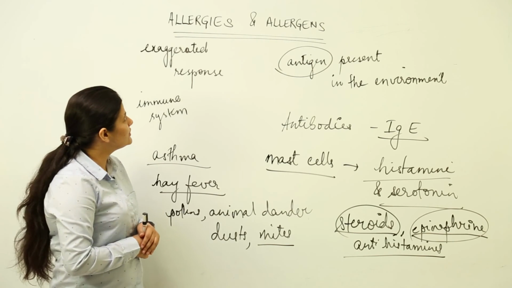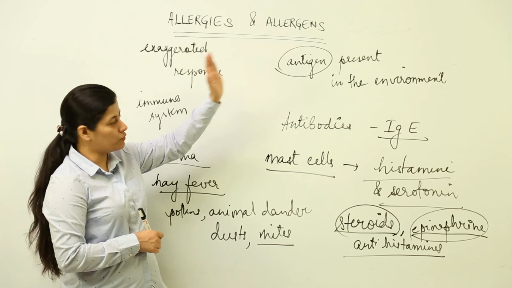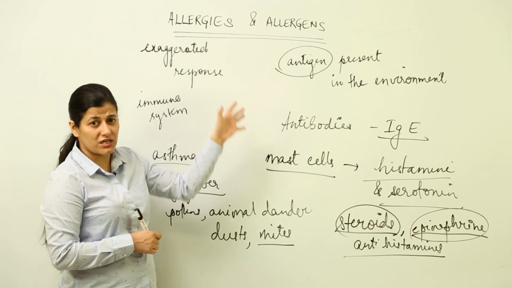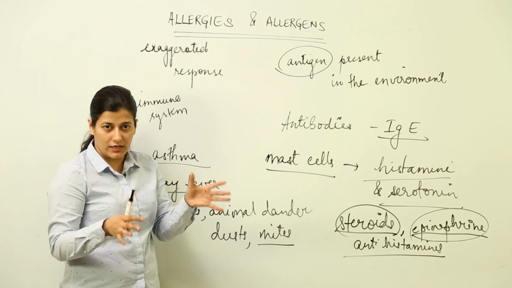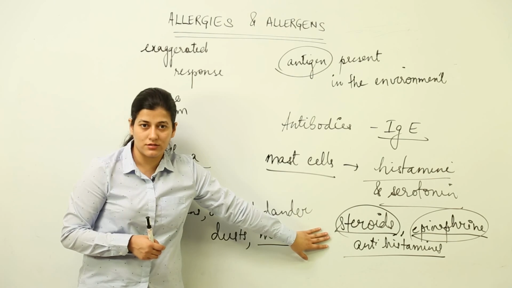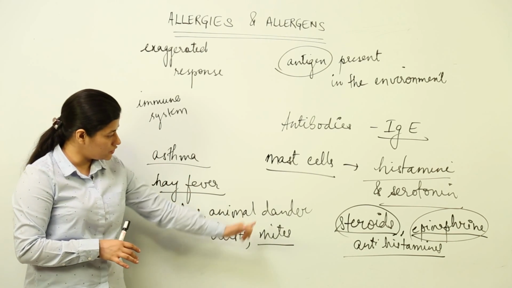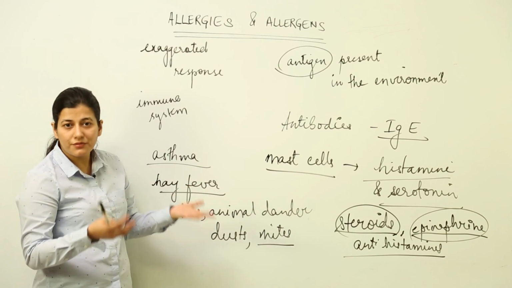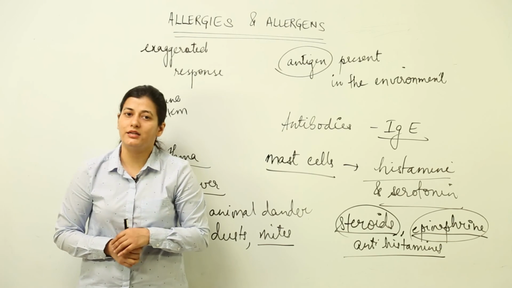So this is all about allergies and allergens that you have to keep in mind. What is allergy? What are allergens? How the allergy takes place? What are the symptoms of allergy? And what if the allergy happens? What are we supposed to do? We are supposed to take these supplements so that the allergy symptoms are controlled. What are the various allergens? We have written over here. What are the various types of allergy? That also you know. So this is all about allergies and allergens.